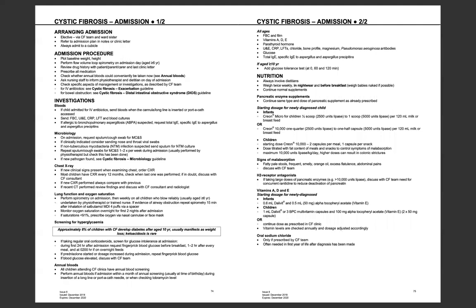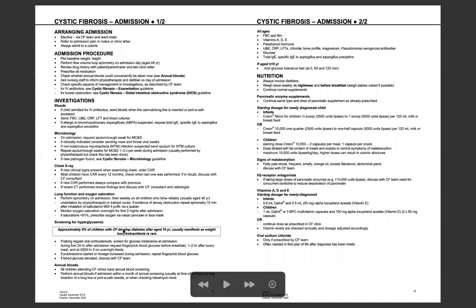Approximately 8% of children with CF develop diabetes after 10 years, usually manifesting by weight loss, and ketoacidosis is rare. So after more than 10 years they have a risk for diabetes, but without ketoacidosis. If taking regular oral corticosteroids, screen for glucose intolerance at admission. During the first 24 hours after admission, request finger prick blood glucose before breakfast.